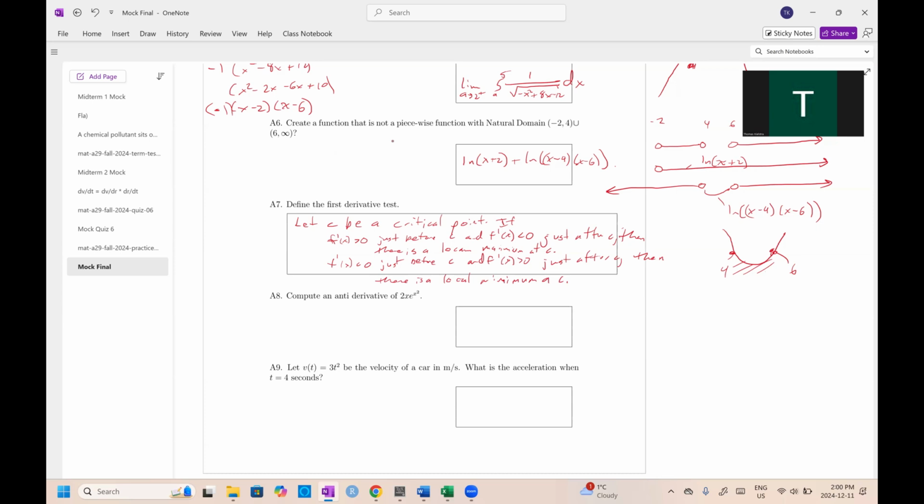Remember, our derivative tests classify our critical points. The second derivative test enables us to classify our critical point, and the first derivative test also classifies the critical point. They don't tell you anything about concavity or increasing and decreasing. They are tests that classify the critical points.